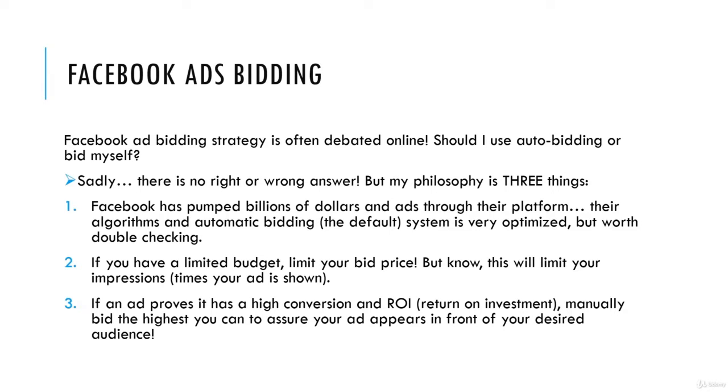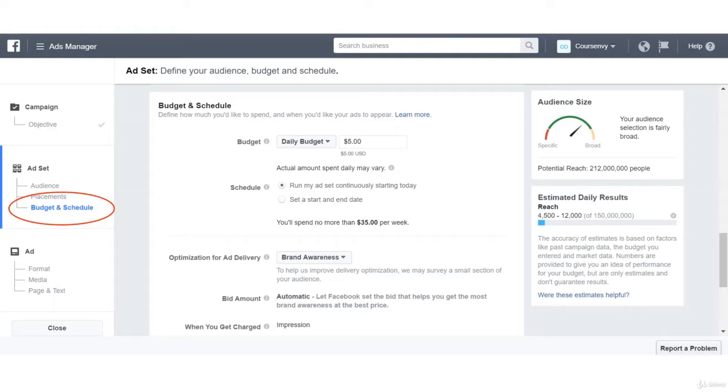So if you have a limited budget, limit your bid price. But do know, by lowering your bid, you will be limiting your impressions or times your ad is shown. Now on the flip side, if your ad is successful and has a high conversion rate or a high return on investment, manually bid the highest so you can assure your ad appears in front of your desired detailed target audience.